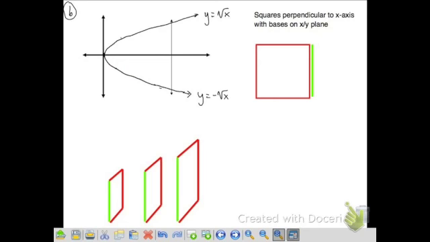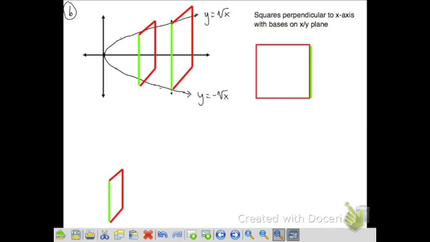In the next picture, we have the same curve, but this time we're asked to use squares perpendicular to the x-axis with bases on the xy plane. Okay, so the base, this green side here, needs to be perpendicular to the x-axis, which means this thing's going to be running up and down. So I've drawn these somewhat in perspective, coming up off the plane. What's important is that green line there is representing the base of this thing, which is running between the curves.